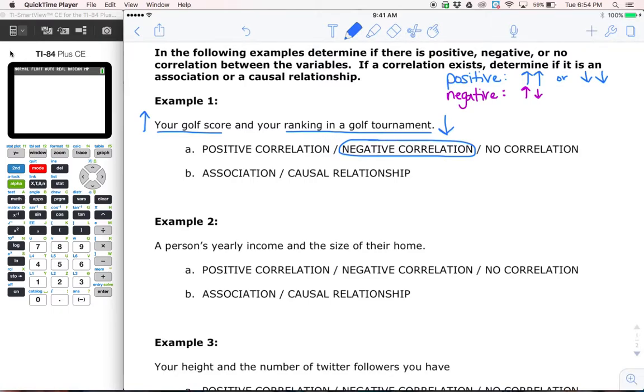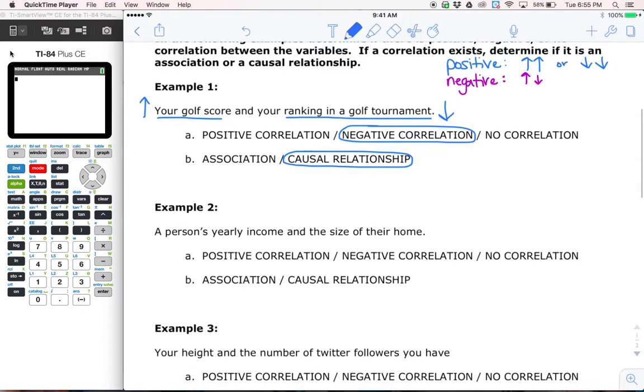Now we can establish whether they just have something to do with each other, or whether one is actually causing the other. Is it causal? In this case, if you take more swings, that's going to cause your ranking to go down. If you didn't take more swings, your ranking wouldn't go down. So one is causing the other. That's a causal relationship.